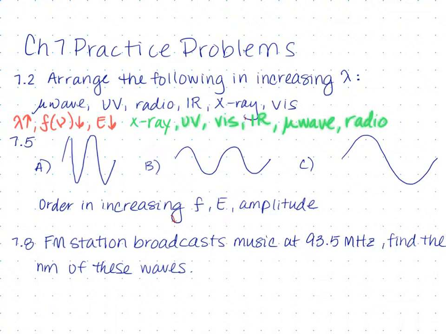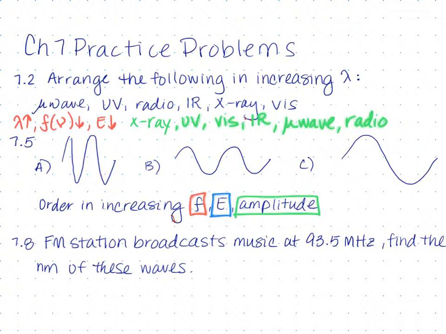Okay, next problem is 7.5, and the problem asks you to order each of these waves, so A, B, and C, in increasing frequency, energy, and amplitude. So let's color code these. Let's say for frequency, we're going to use red. For energy, we're going to use blue. And amplitude, we're going to use green. So let's start with amplitude.